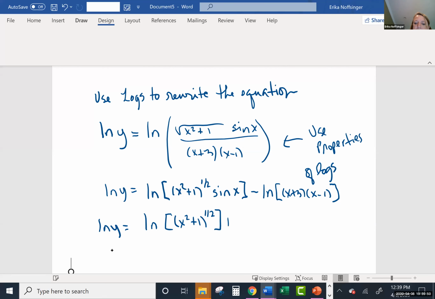All plus the natural log of sine of x. Okay, so that minus is going to have to be distributed when I break that as a sum. So this is really going to be minus minus. So minus ln of x plus 3 minus the natural log of x minus 1.